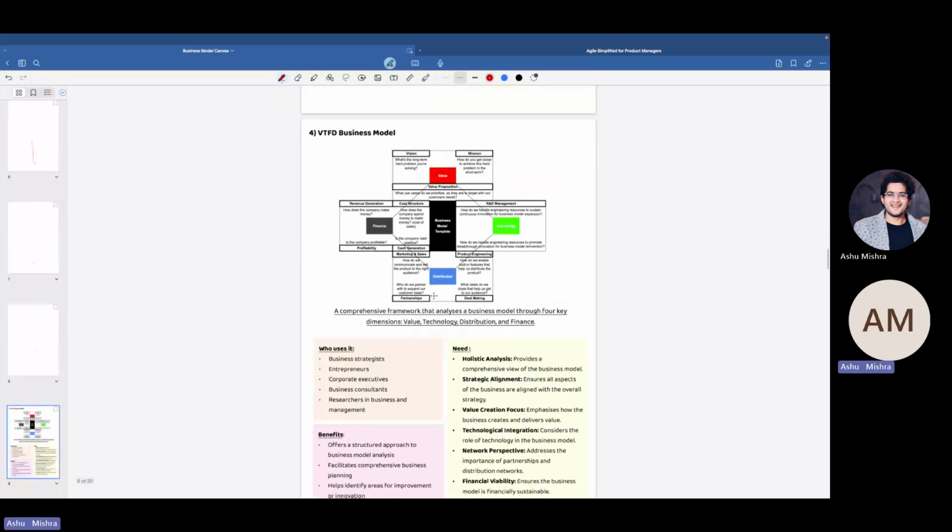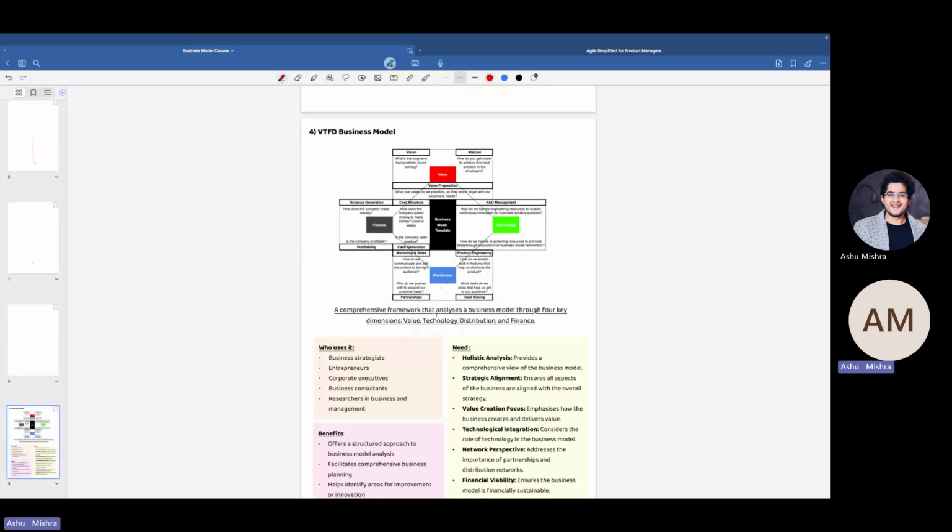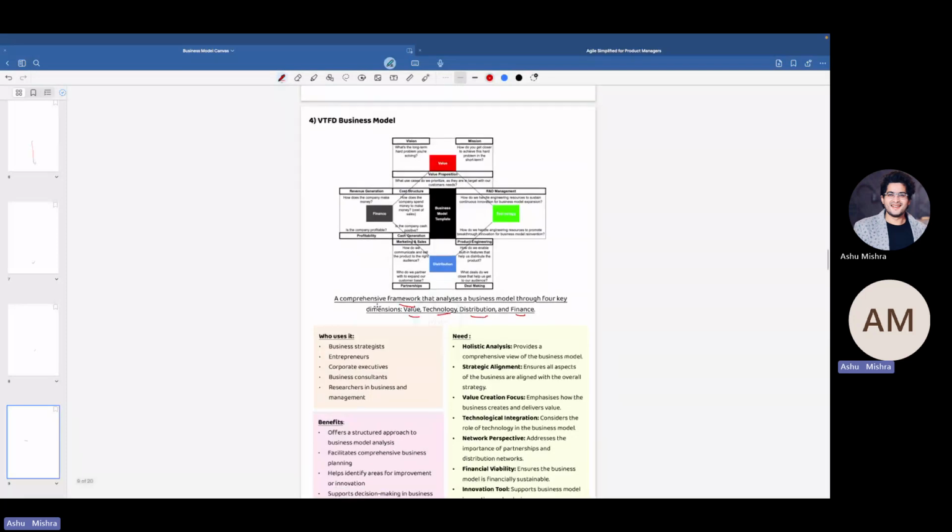Then coming to the VTFD model, guys. Well, now what is VTFD? The VTFD stands for value, technology, distribution, and finance. So if you see, guys, there are 4 different rectangles into which this model is divided. So this is a comprehensive framework, guys, that analyzes a business model through 4 key dimensions: VTFD, which is value, technology, finance, and distribution. So who is using it?